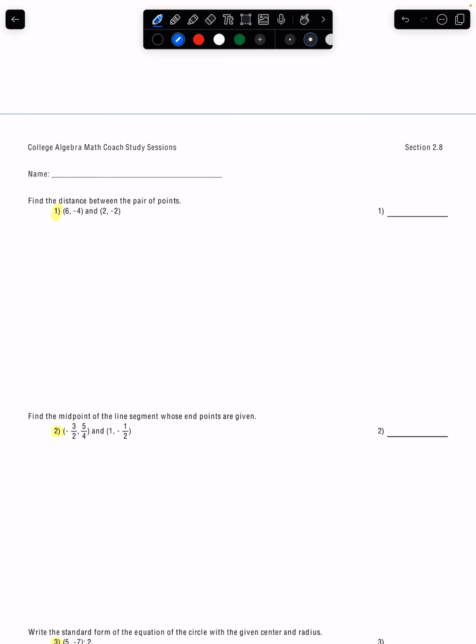Moving on to 2.8. It says we need to find the distance between the pair of points. So we're going to need something called the distance formula. It looks like this. And you're going to want to memorize that.